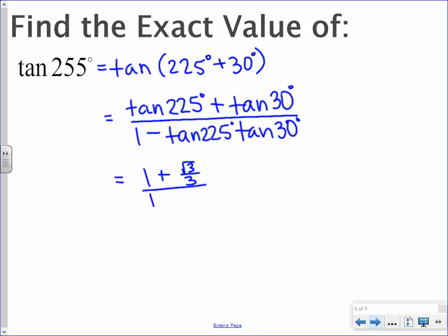Down below we have 1 minus the tangent of 225 is 1 times the tangent of 30 is radical 3 over 3. No matter what, when you do these problems, you're going to get something with a radical in the denominator. Do we like radicals in the denominator? No. With our tangent sum or difference formula, it's always going to be 1 minus the number or 1 plus the number. What is a way to get rid of a radical if we have a binomial in that denominator?